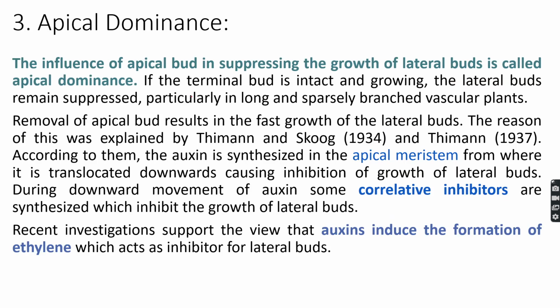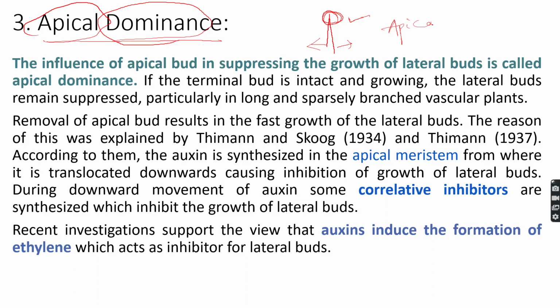Now coming to the third important role, that is apical dominance. Here there are two terms, one is apical, another is dominance. What is it indicating? The apical part of a plant, this apex part, is dominating its growth over the lateral buds. This kind of activity is called apical dominance. So the influence of the apical bud in suppressing the growth of lateral buds is called apical dominance.